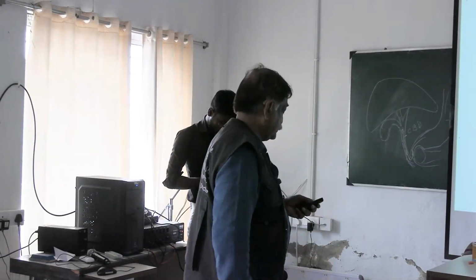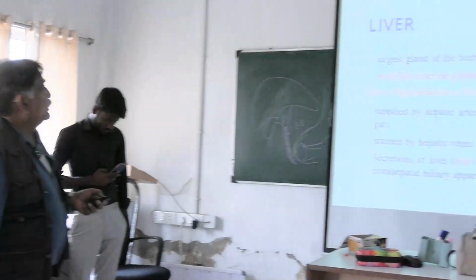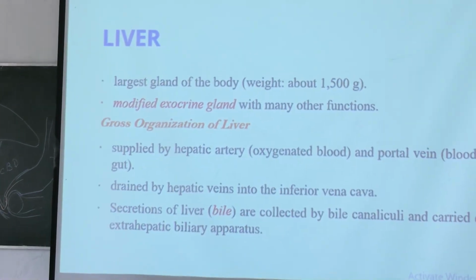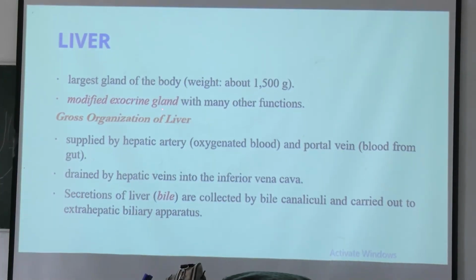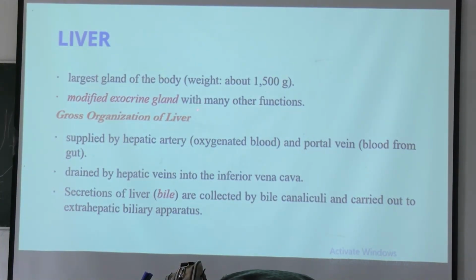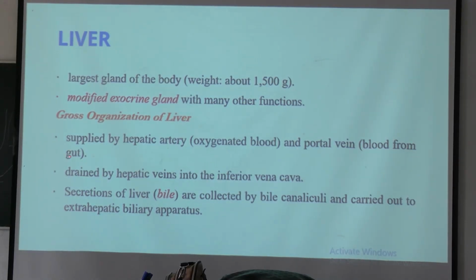Now, liver is the largest gland of the body, weighing 1500 grams, a modified exocrine gland with many other functions. Gross organization of liver: supplied by hepatic artery, oxygenated blood, and portal vein, blood from the gut, drained by hepatic veins into the inferior vena cava. Secretion of bile is collected by bile canaliculi and carried out by the extrahepatic biliary apparatus. This is the extrahepatic biliary apparatus.